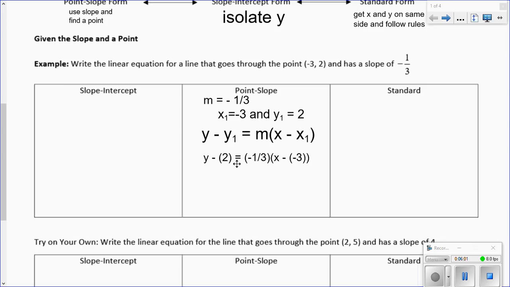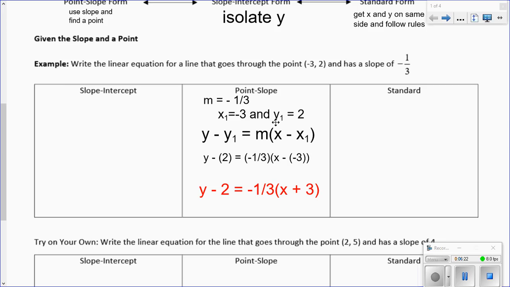Okay, once we get that, we're just going to go ahead and simplify. Really, the only thing we're simplifying are these double negatives and kind of losing these parentheses in the front. Because we still want it to be in this form. We don't want to distribute. Okay, so my point slope form is just y minus 2 equals negative 1/3 times x plus 3.